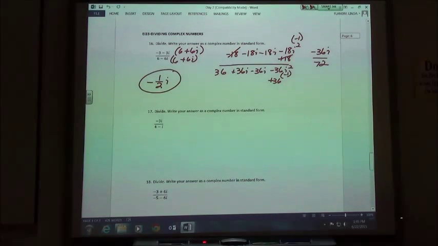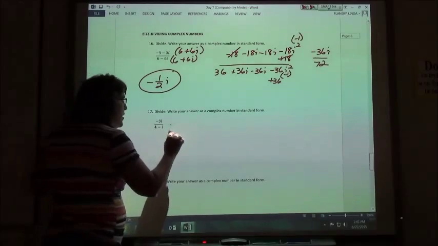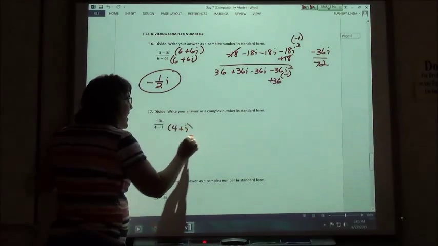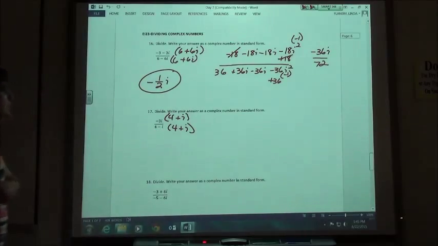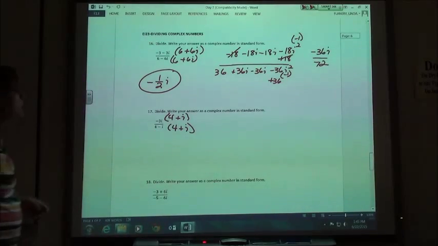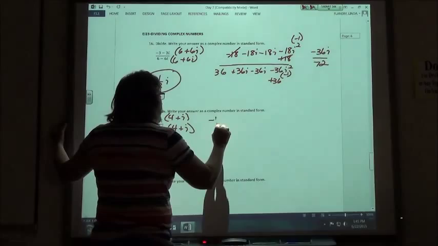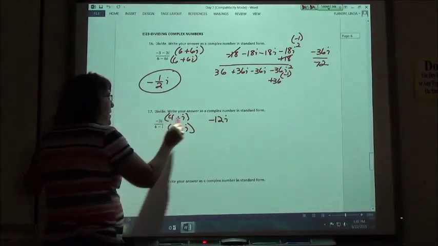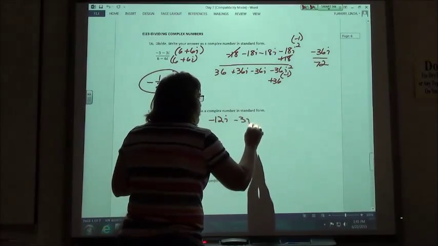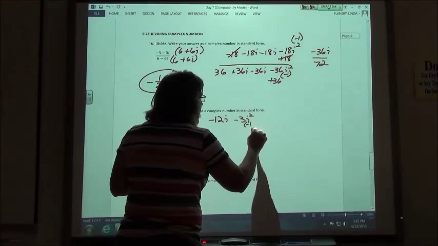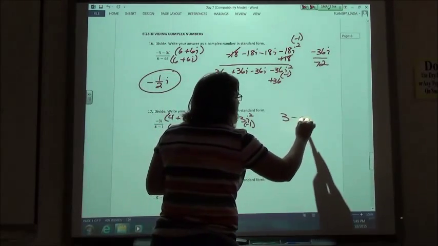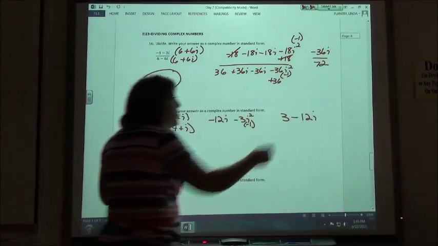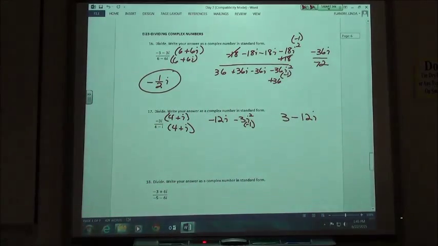The next one, if I multiply by the conjugate there, I'm going to use 4 plus i. It's always the conjugate of the denominator, so the same terms with the opposite sign. Multiplying it out on the top, I get -12i, then I get -3i squared. We know that's -1, so negative times a negative makes it a positive 3 minus 12i, switching it around so that it's in standard form.